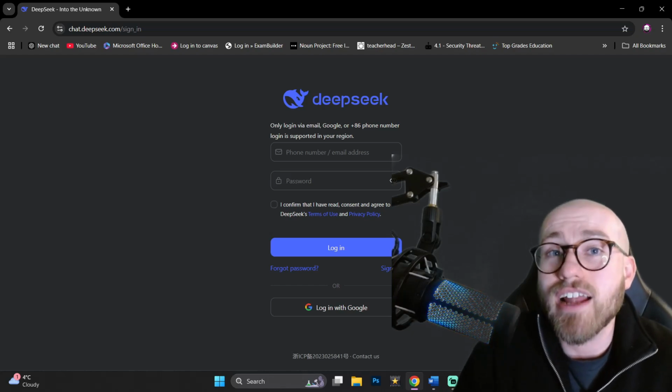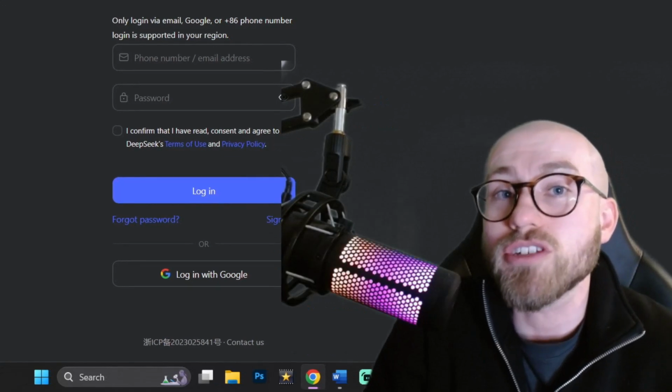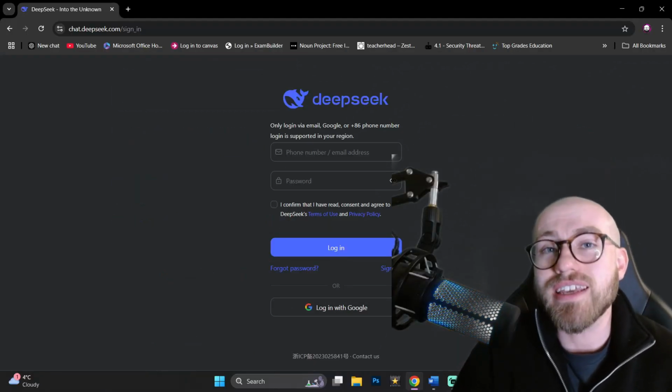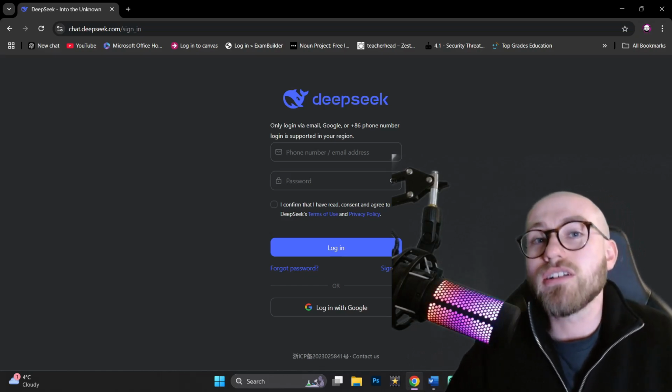Lately, I've been looking at AI and how we can reduce teacher workload, so I'm going to check out DeepSeek and see what all the fuss is about. For those who don't know, DeepSeek is very similar to ChatGPT, and it's been made at a fraction of the cost, and it's meant to be great.